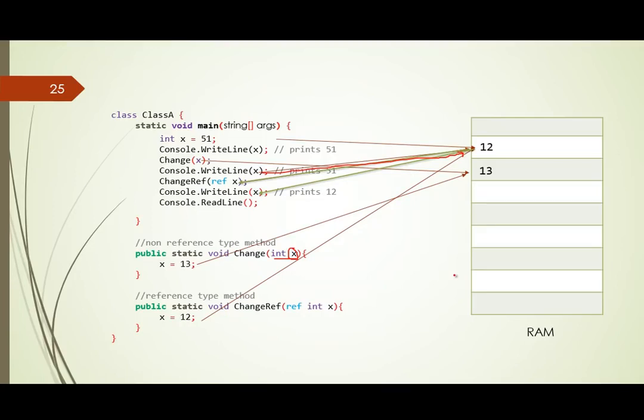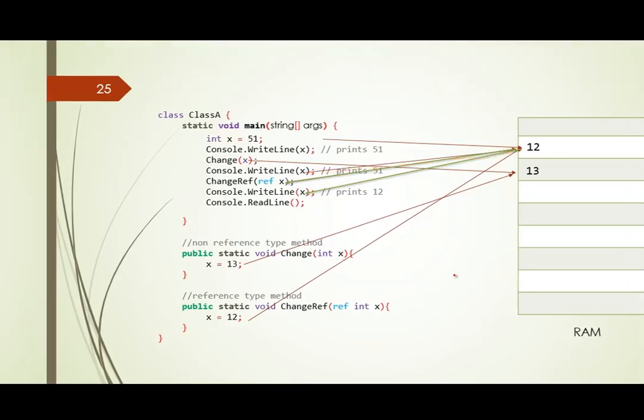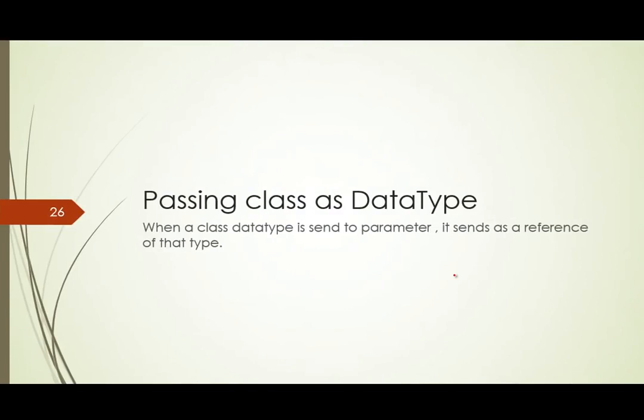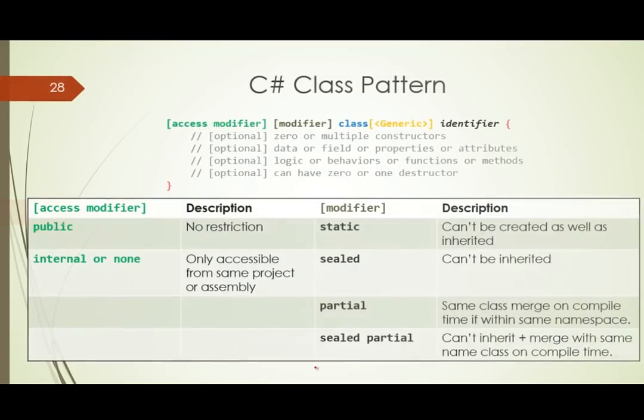If you really don't get it, mail me, I will try to help. The reason behind giving you this example is that you can pass your class as a data type in a function parameter. Whenever you pass a class as a function parameter, it passes as a reference type. So that you don't confuse it with the value type or reference type, that's why I explained it.